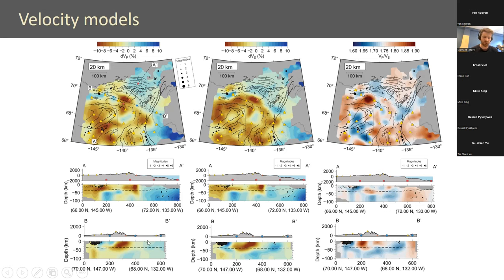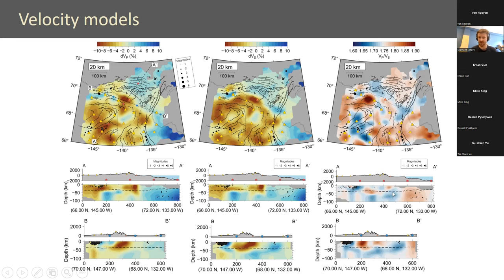The middle and bottom rows show the transects. The location of transects are shown here. AA prime is perpendicular to the margin, and BB prime is margin parallel. And they all go through this extreme low velocity anomaly within the crust. So as you can see on AA prime, for Vp and Vs, there is a very low velocity anomaly. And the dashed line here represents the Moho depth that we got from a surface wave model in the region. And you see that the low velocity anomaly tends to go slightly beneath the estimated Moho here. So this would suggest that locally, we may have some crustal thickening. And this region corresponds to basically beneath the Mackenzie Mountains uplift and the high elevation that we see here.